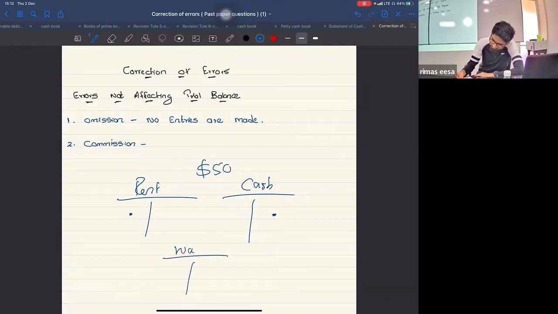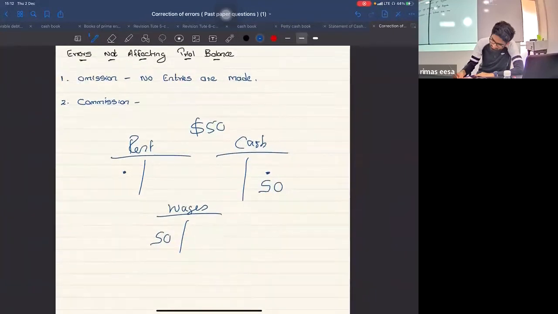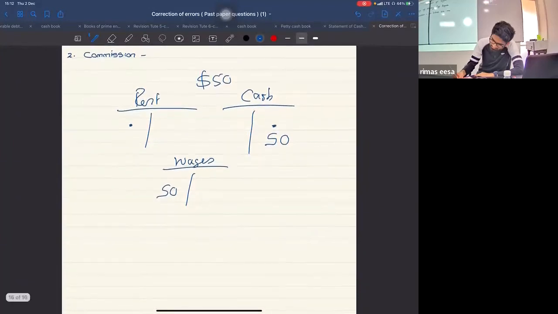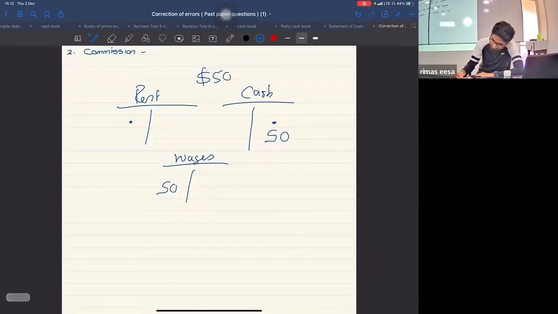Imagine by mistake you debited the wages account and credited the cash account. You're going to debit the wages account and credit the cash account. Is that clear? Now, if you debit the wages account and credit the cash account, I have a question for you. My question is, are debit and credit equal? Equal, yes. But have you made a mistake?